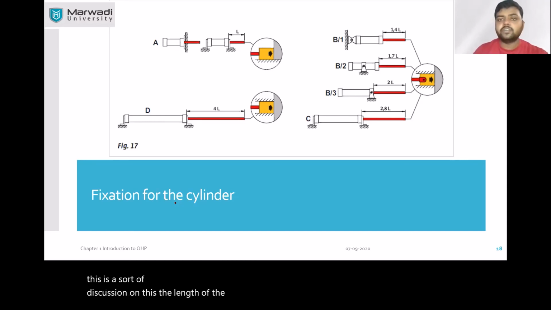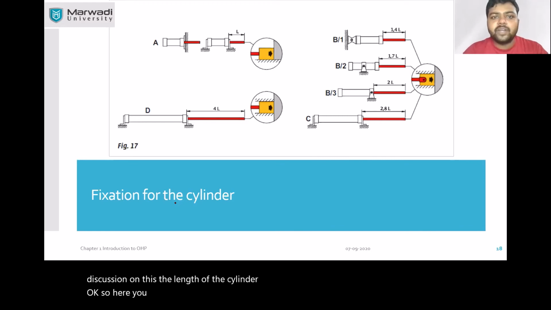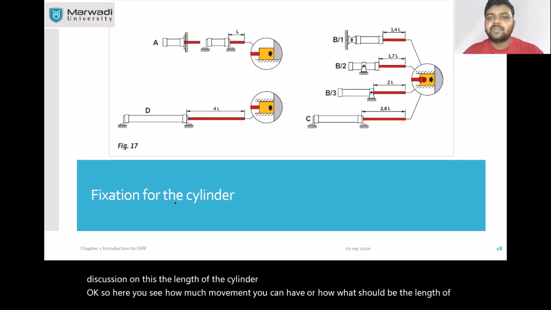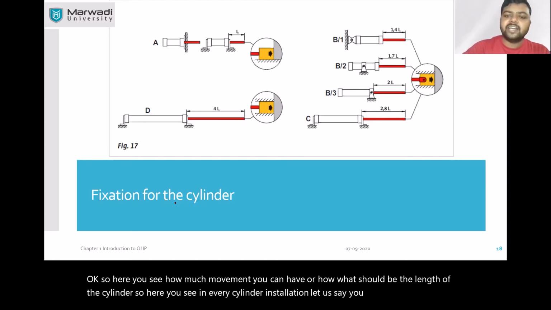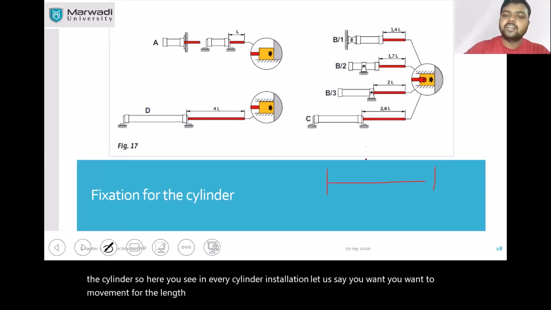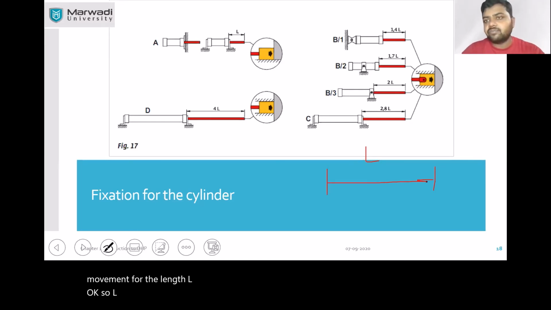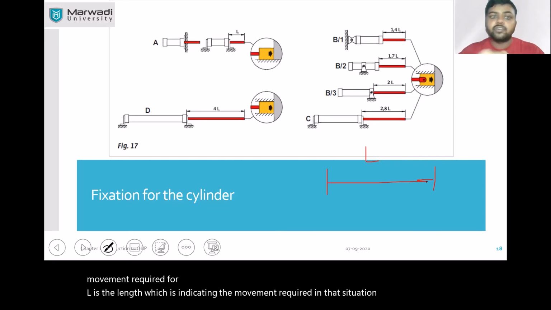Okay, so here you see how much movement you can have, or what should be the length of the cylinder. In every cylinder installation, let us say you want a movement for the length L. L is a length which is indicating the movement required. In that situation, what will be the length of your cylinder?